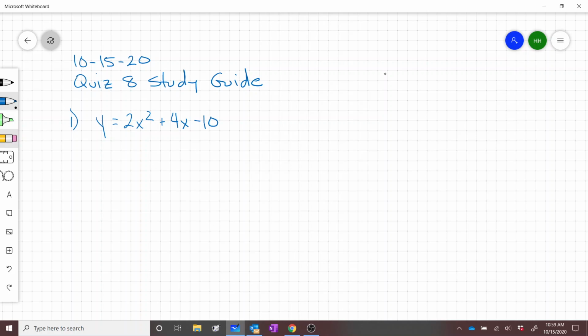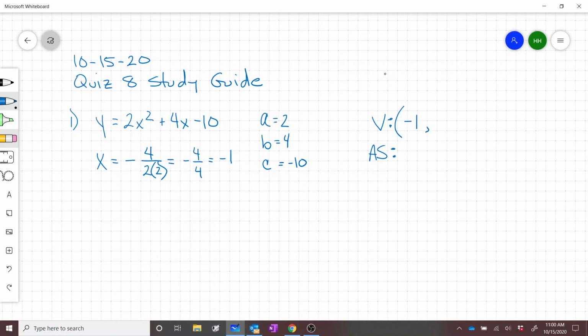And for problems 1 and 2, they're looking for the vertex and the axis of symmetry. Alright, so your A is 2, your B is 4, and your C value is negative 10. And our X at the vertex is equal to the opposite of B over 2A, or 2 times A. So that's the opposite of 4 over 4, so that's negative 1. So that means our X at the vertex is negative 1, which means our axis of symmetry is X equals negative 1.